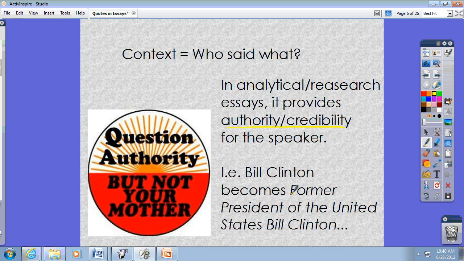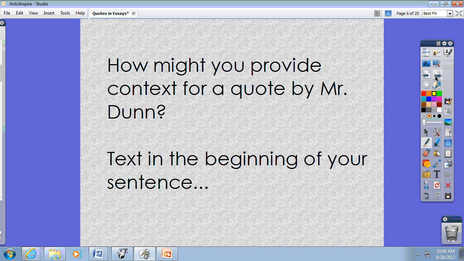So Bill Clinton becomes former President of the United States, Bill Clinton. We give him credit for who he is and why he's able to speak on a certain topic. Or if you're from the other side of the agenda, of course, you know, George Bush, former President of the United States, George Bush. Context is who said what authority they have to say that.